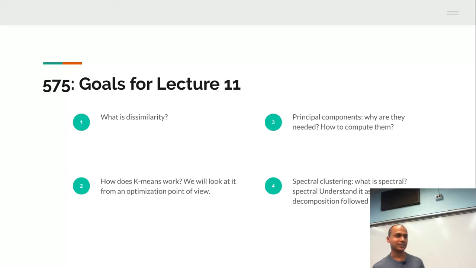Okay, so what are the learning goals for today? What is the main input for a clustering algorithm? It's not just the data points. It's also how you say one data point is similar or dissimilar to another. That's more important, actually, than the choice of algorithm.